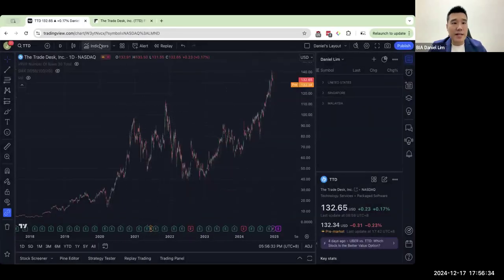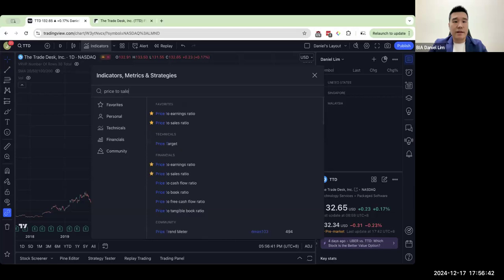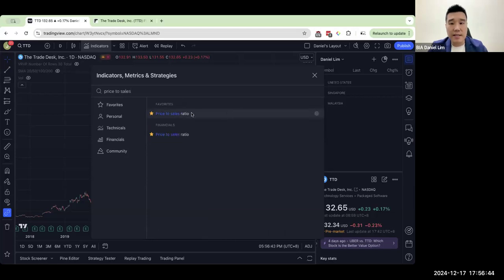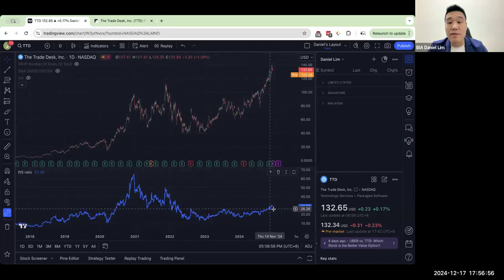Now, number one is the price to sales ratio. You click Indicators here and just type price to sales ratio. You can see the price to sales ratio; click it. When you click it, you will see another column added down here. This is the price to sales ratio of the company throughout each period.